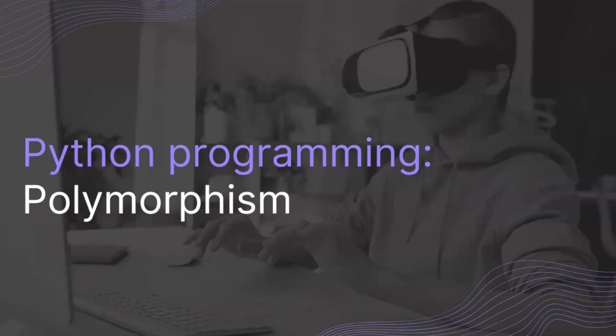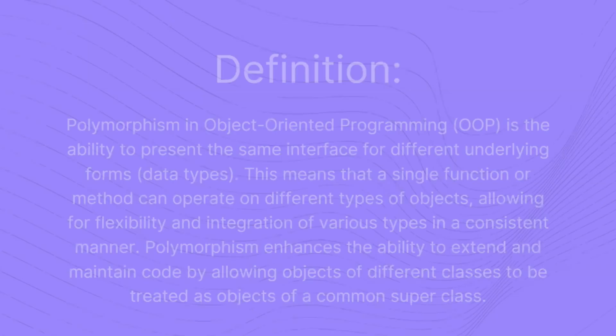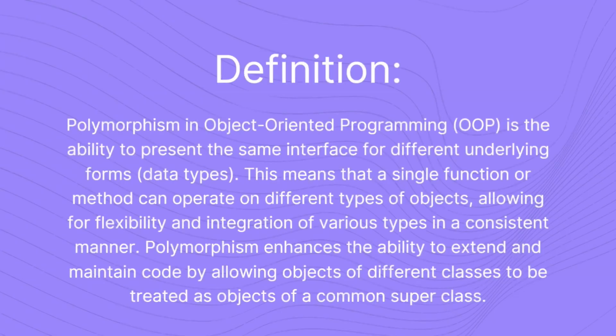The next basic concept in Python programming is polymorphism. Polymorphism in object-oriented programming is the ability to present the same interface for different underlying forms, such as data types. This means that a single function or method can operate on different kinds of objects, allowing for flexibility and integration of various types in a consistent manner. Polymorphism enhances the ability to extend and maintain code by allowing objects of different classes to be treated as objects of a common superclass.